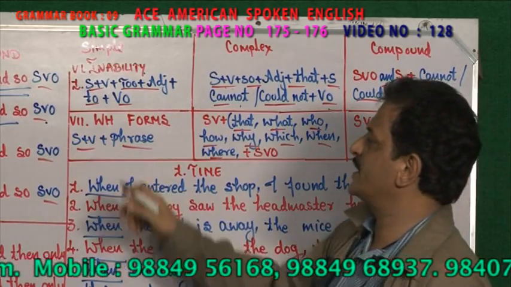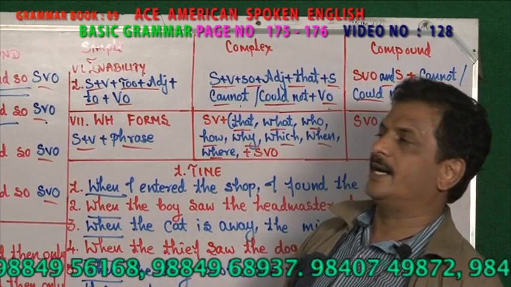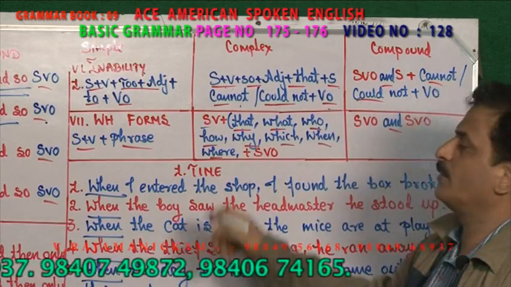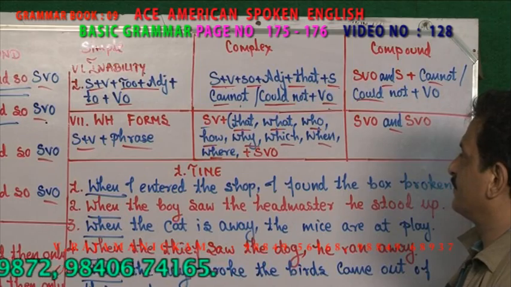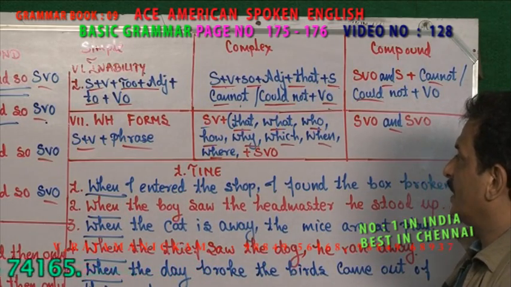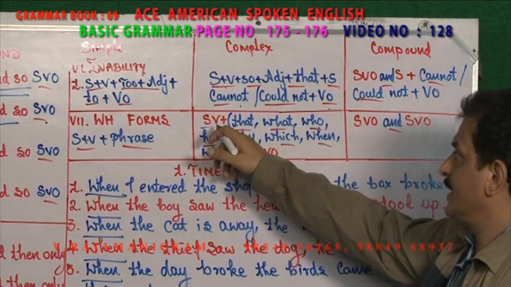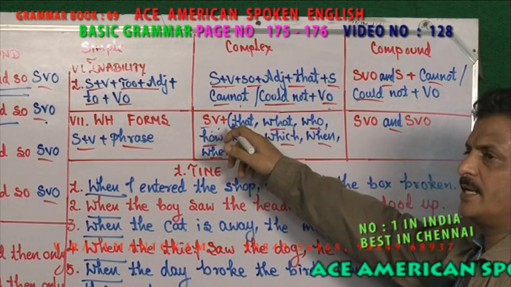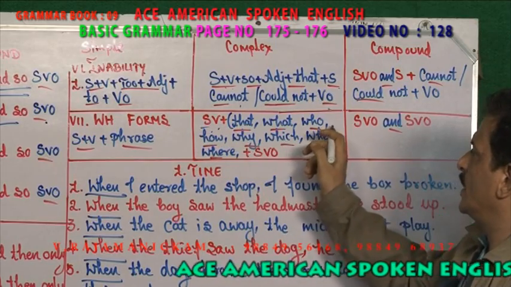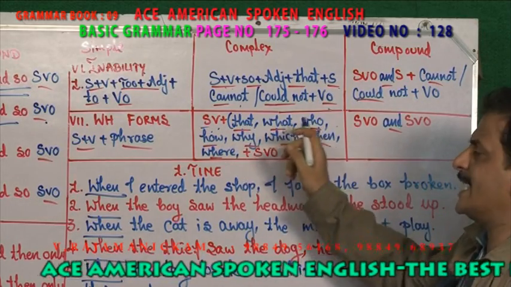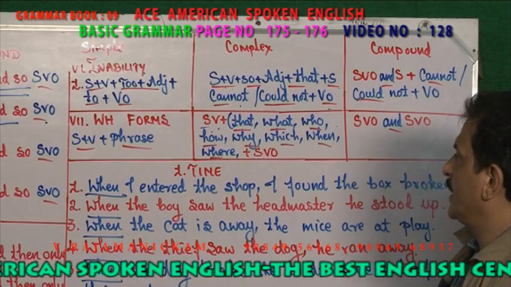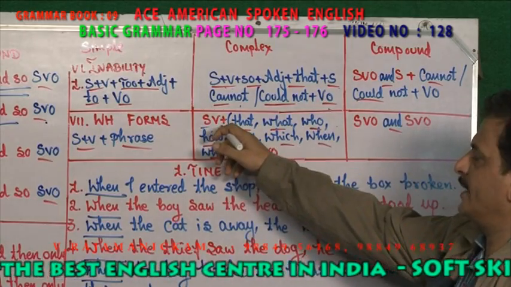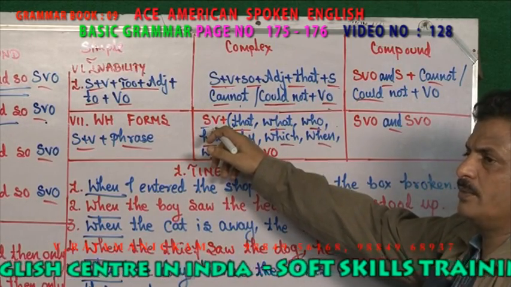So WH forms: subject verb plus phrase. Subject verb that, who, why. See, subject verb: he is a singer. He is a good student. He is a student. He is a good student. Who is a student? A student who gets good marks in his examination. Who gets good marks in his examination. Or that boy, the boy who plays.